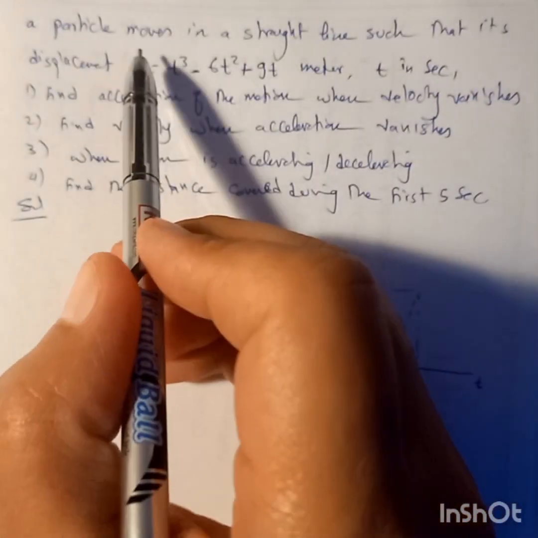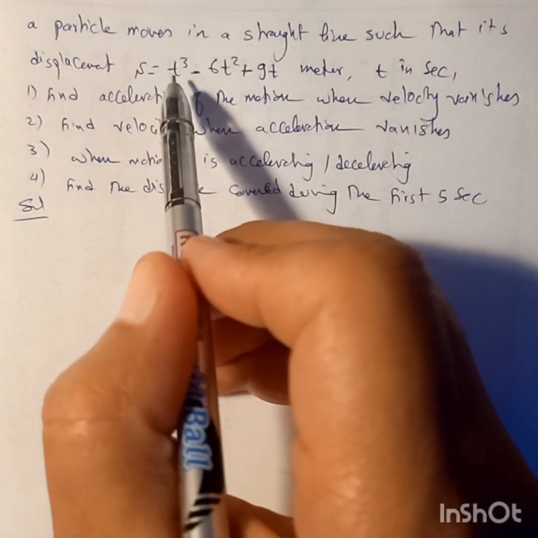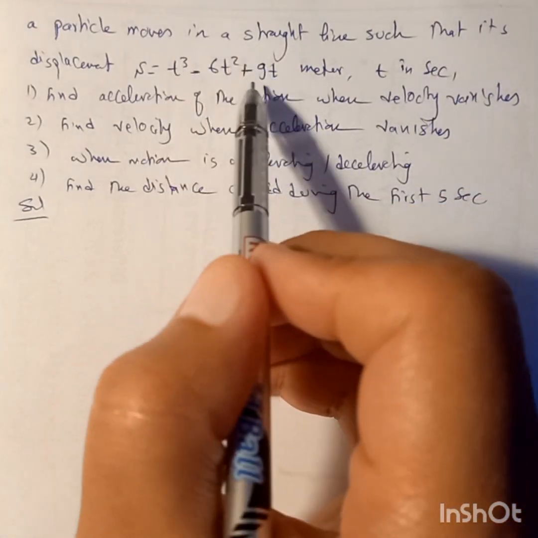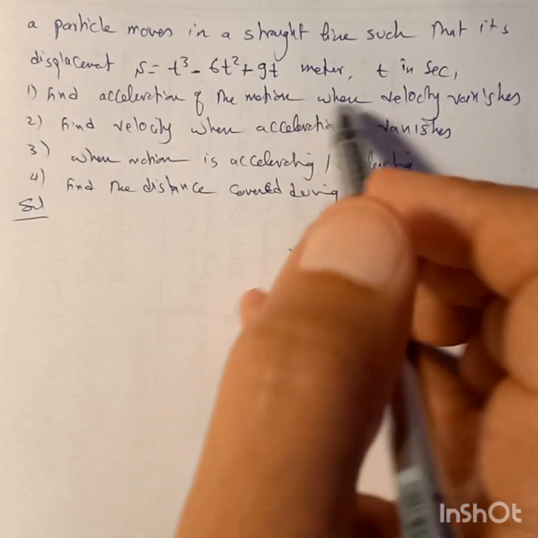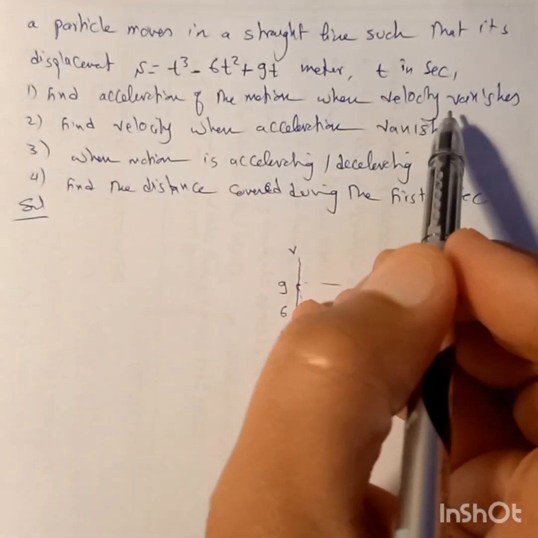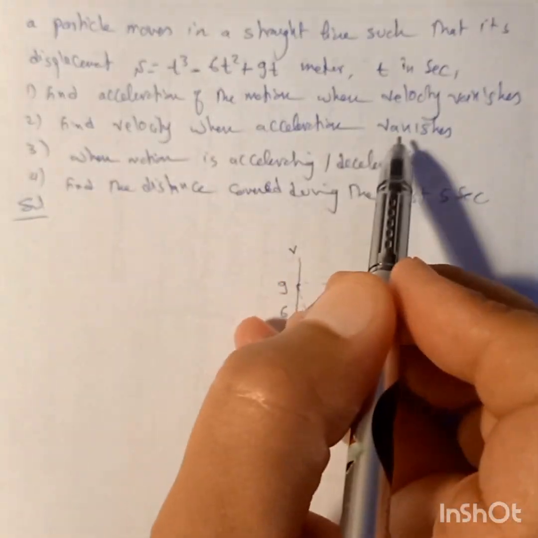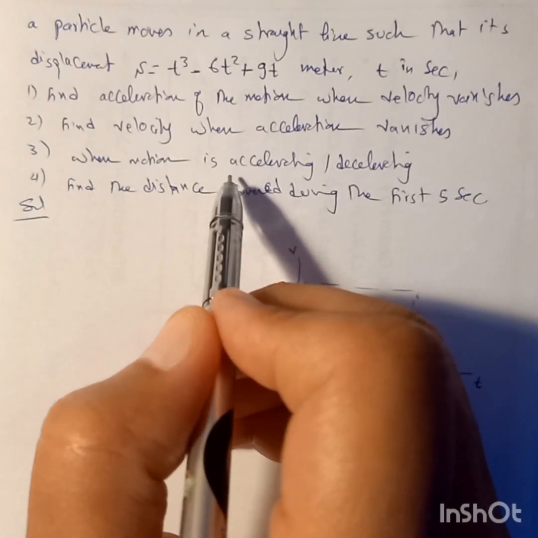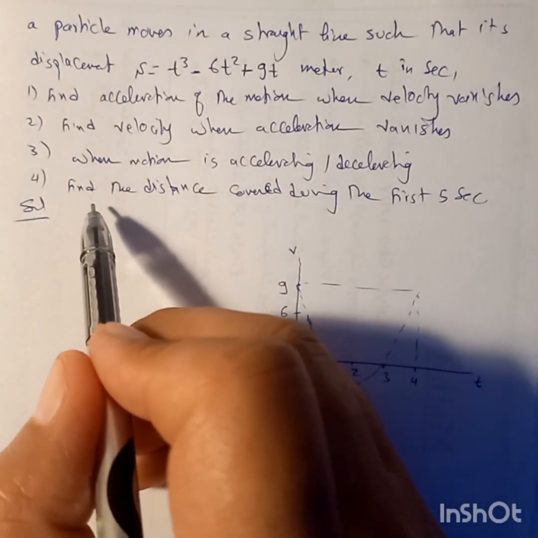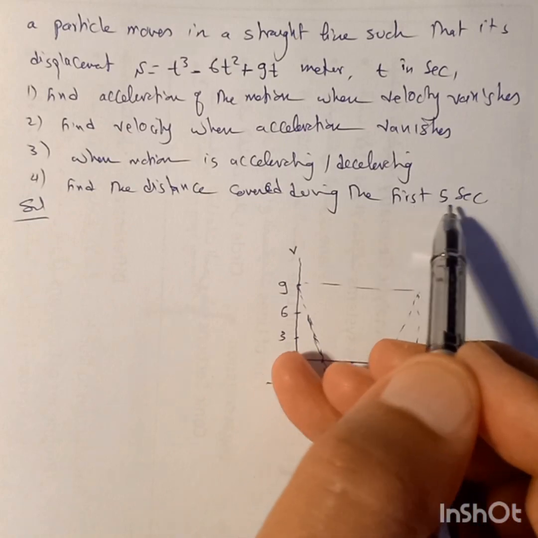Another example. A particle moves in a straight line such that its displacement s equals t cubed minus 6t squared plus 9t meters, t in seconds. Find the acceleration of the motion when the velocity equals 0, and then find the velocity when the acceleration vanishes. Find when the motion is accelerating and decelerating, and find the distance covered during the first 5 seconds.